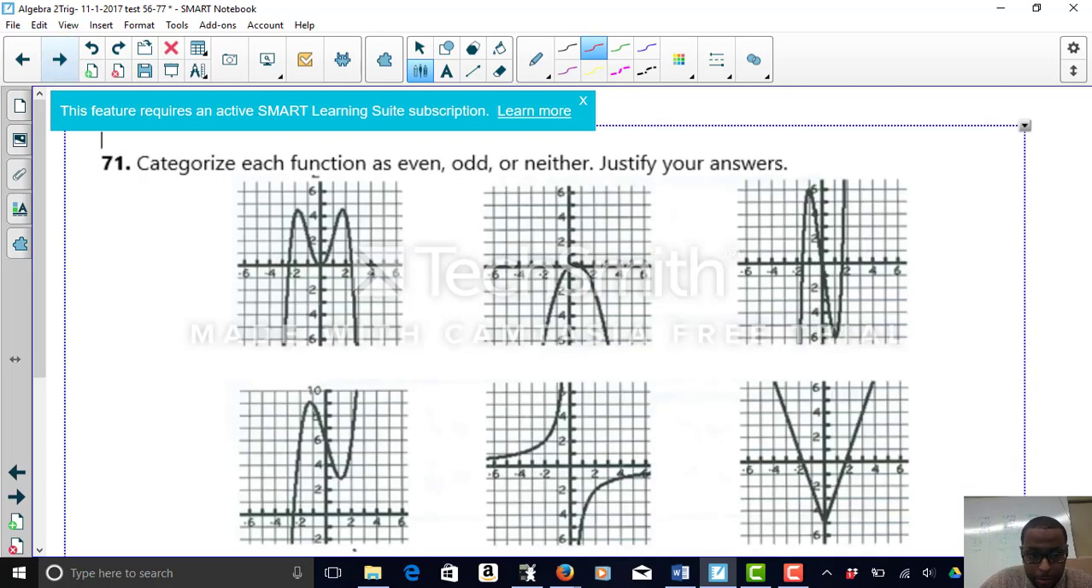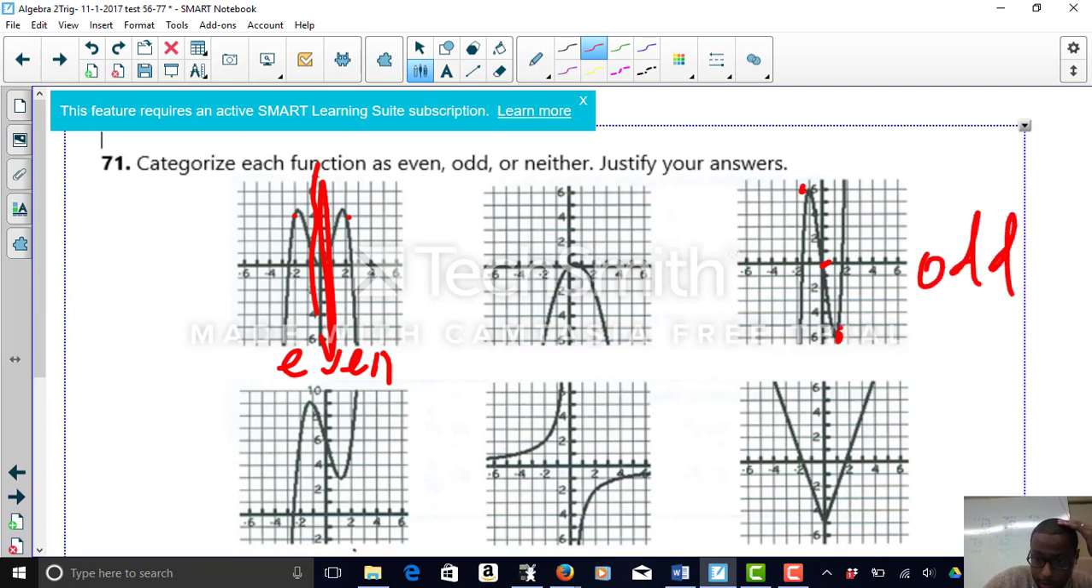Okay. Even, odd, neither. We talked about this. You should be able to do this now. Draw the line through. If it's even, it's going to reflect over the y-axis. If it's odd, it's going to reflect across the 0. And if it does neither of that, it is just simply neither.